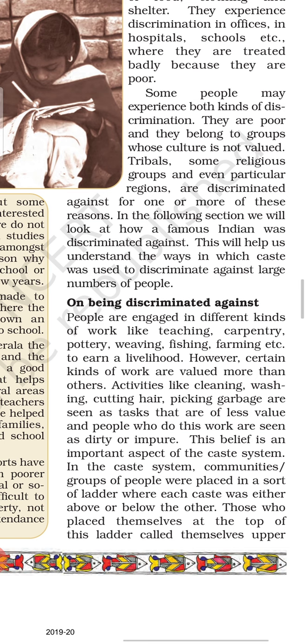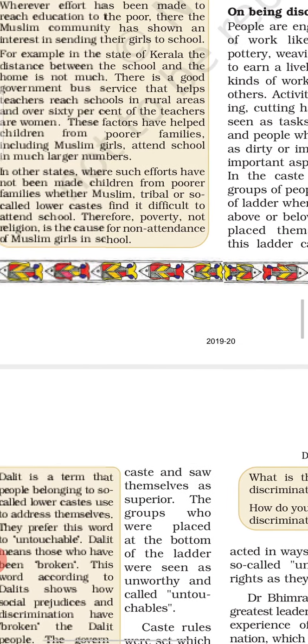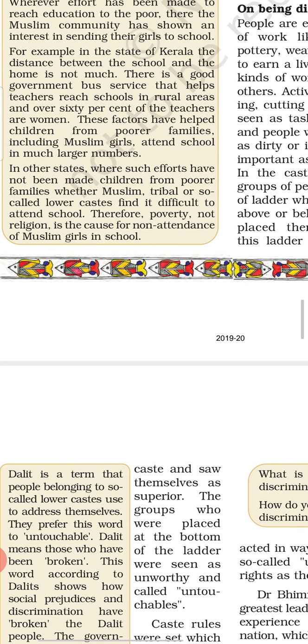This belief is an important aspect of the caste system. In the caste system, communities, groups of people were placed in a sort of ladder where each caste was either above or below the other. Those who placed themselves at the top of the ladder called themselves upper caste and saw themselves as superior. The groups who were placed at the bottom of the ladder were seen as unworthy and called untouchables.